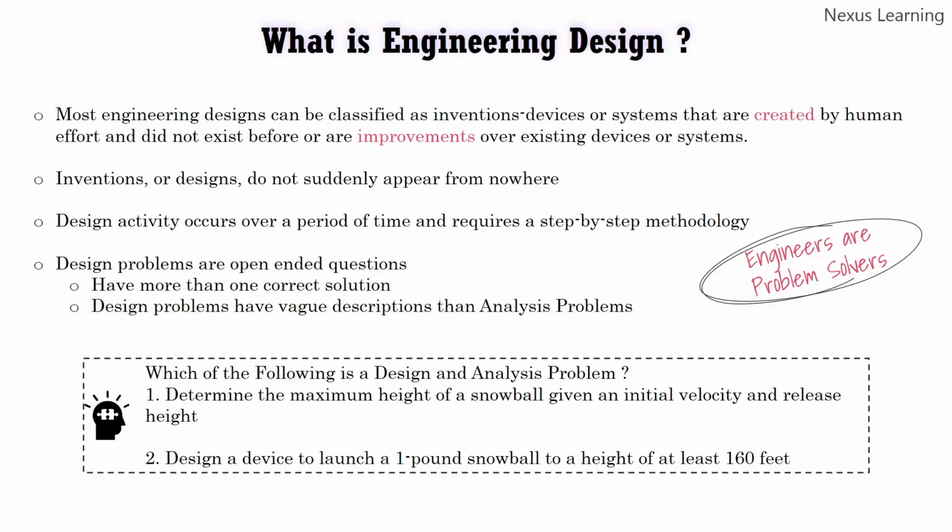So, what is engineering design? Most engineering devices can be classified as inventions, devices or systems that are created by human effort and did not exist before, or they are just improvements over existing devices or systems. As we spoke earlier, inventions or designs have not appeared suddenly from somewhere. They have taken their own sweet time. They have taken a step-by-step methodology, and that's how they have come to life.